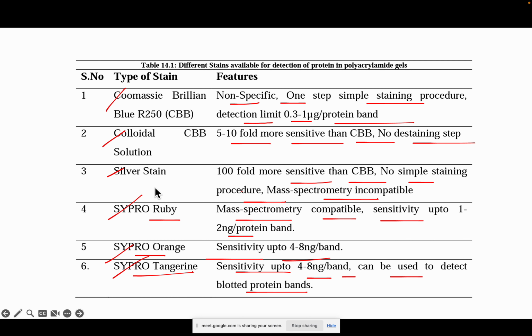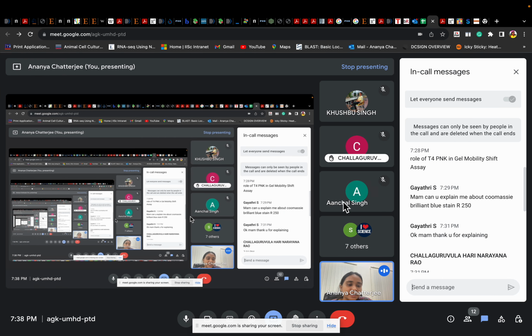Silver stain also precipitates proteins, and it is basically specific to the cysteine amino acid of the protein. So in detail we'll be discussing the silver stain in the next class.